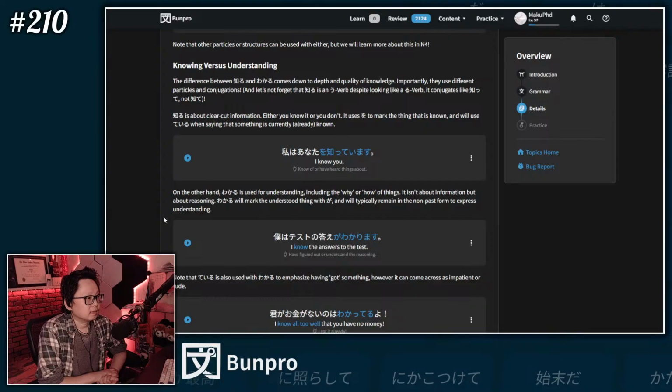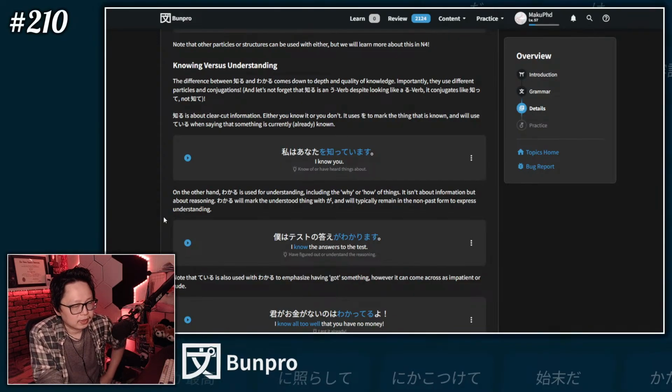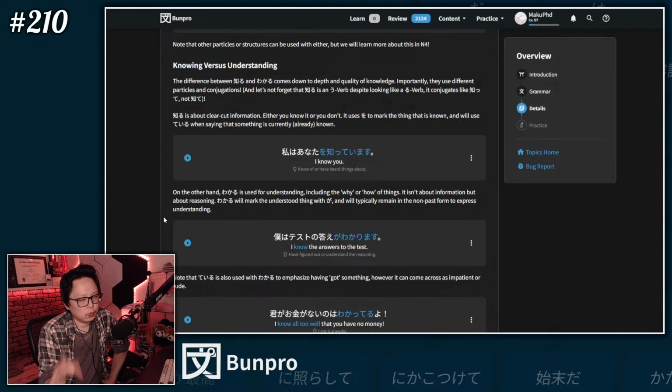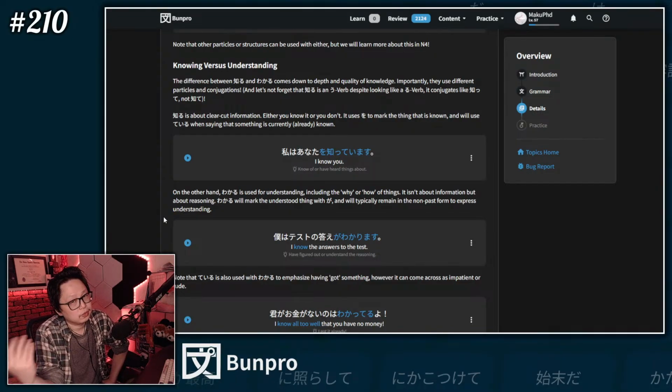On the other hand, wakaru is used for understanding. Including why and how of things, right? Why, how. Not necessarily, to a lesser extent, what. Usually it's more like what in the context of why and how. Like what something is in terms of why and how. However, most of the time, shiru or to know is about what the thing you know is. Why or how do you come to understand what you know?